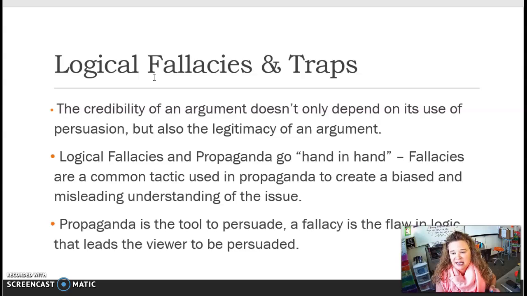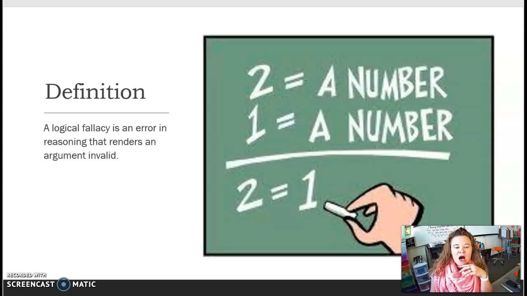Logical fallacies and propaganda go hand in hand. Fallacies are a common tactic used in propaganda to create a biased and misleading understanding of the issue. Propaganda is the tool to persuade. A fallacy is the flaw in logic that leads the viewer to be persuaded. So up top, we have persuasion. That's ethos, logos, pathos, using those appeals. Then under pathos, we have propaganda techniques. And under propaganda techniques, we have logical fallacies. They all kind of go hand in hand.